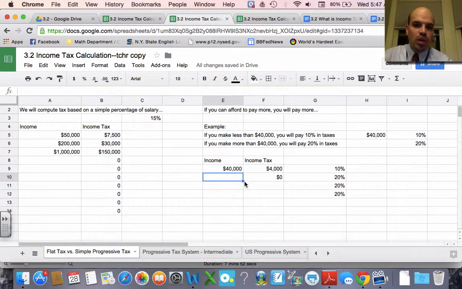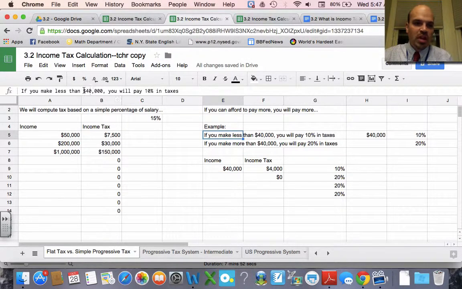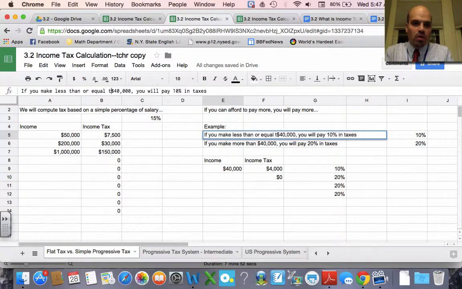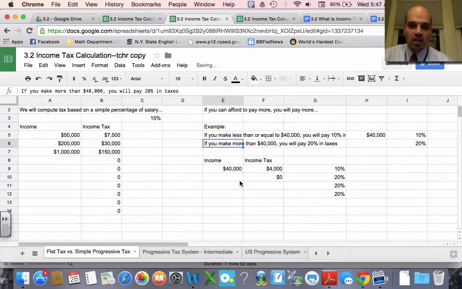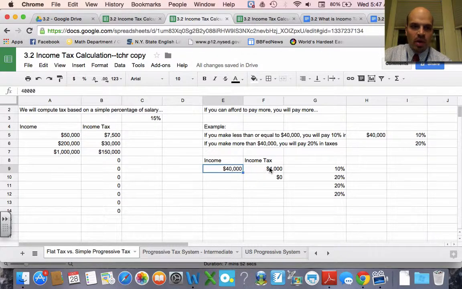So let's say I have an income of $40,000. Under this tax system, if we make less than or equal to $40,000, we'll pay 10% in taxes. If you make more than $40,000, you're going to pay 20%. So that means if we make $40,000, we pay 10% of the tax, and now we're good.